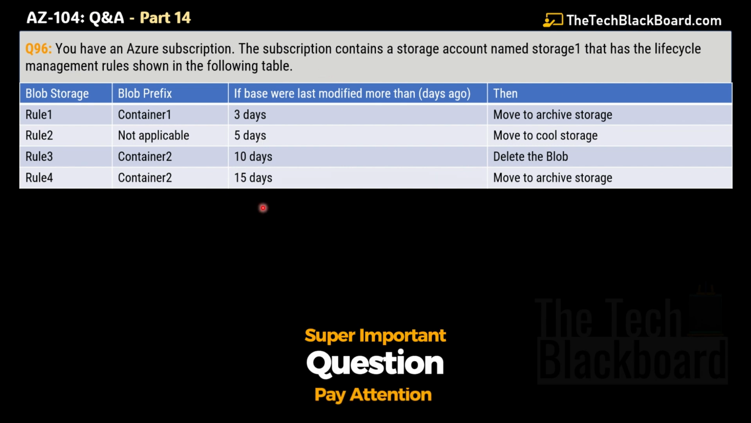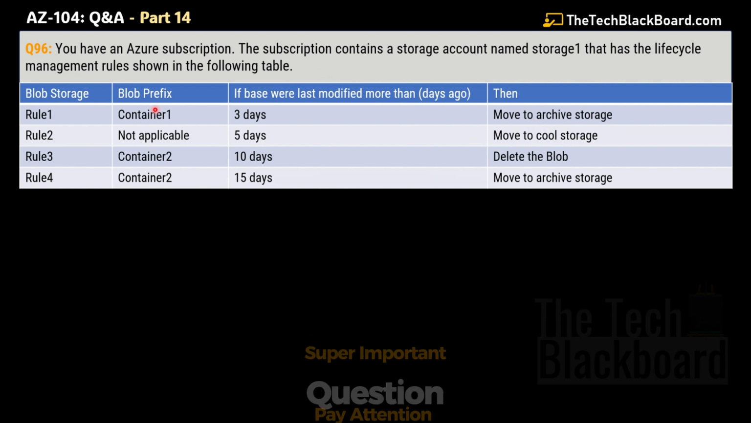Here you can see we are given this table. We have 4 columns here. Let's understand each column. In the first column, we have this blob storage and we are given some set of rules. So we have rule 1, rule 2, 3 and 4. And then you can see we are given some blob prefix. Here we have container 1, and this one is not applicable, which is rule 2. And then we have container 2 and container 2.